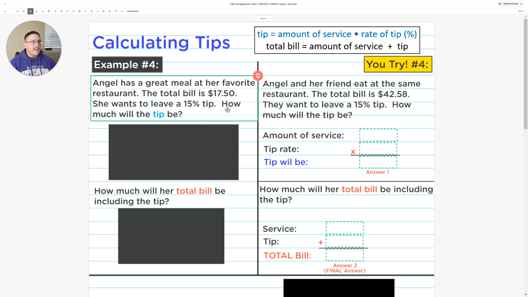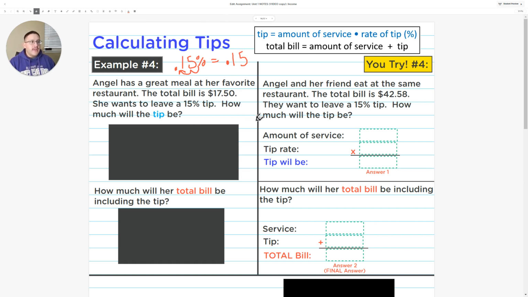So 15% tip of the total bill. First thing we need to do is make sure 15% is in its decimal form. So either divide this number by 100 or, using the shortcut, move the decimal place to the left twice. And 15% is 0.15 in its decimal form.